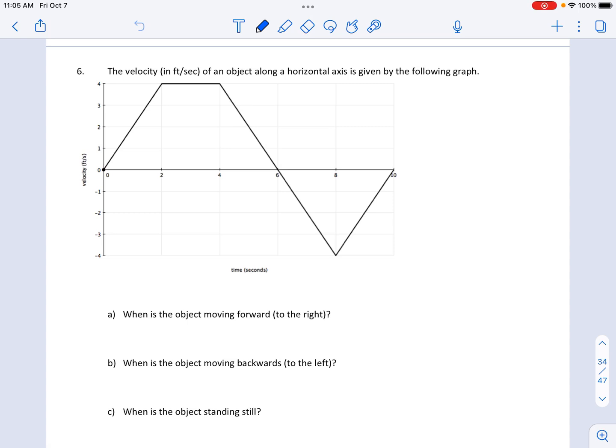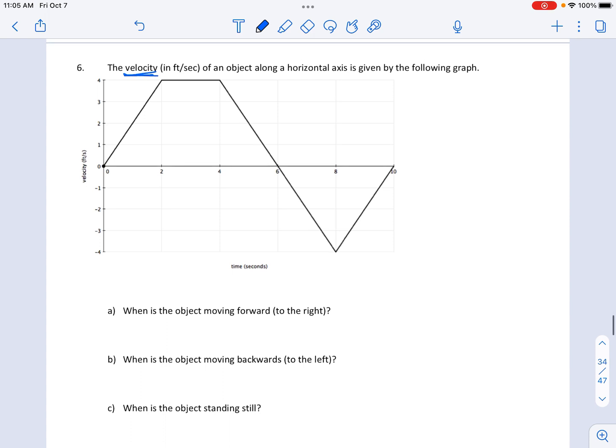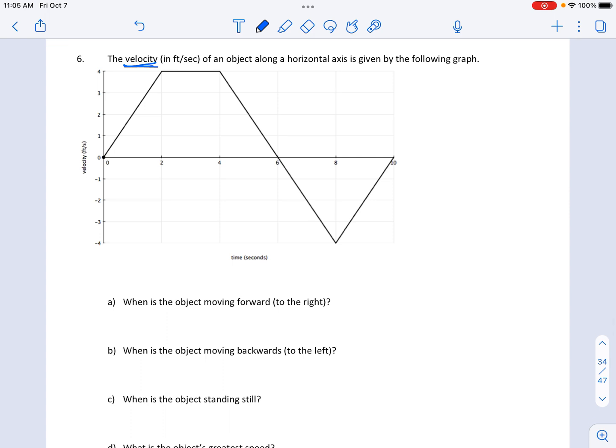Okay, you are given a velocity function for different times in seconds. So first question is, when is the object moving forward? Anytime we are talking about movement, we should be looking at the velocity function. And for right now, we're only talking linear motion. So if things are moving to the right, we can only move to the left. So this object is only moving right, left, right? So it's only moving along a horizontal axis.